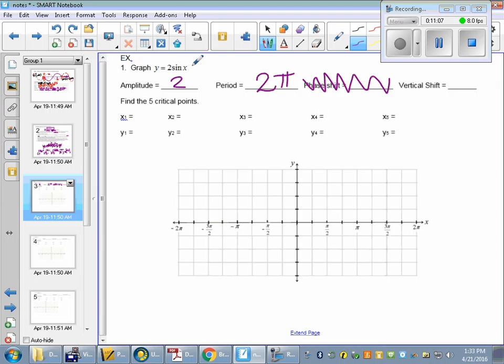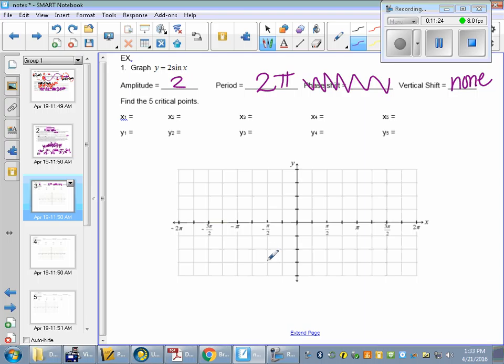And then vertical shift, whatever's added on the outside. Just like when we see transformations with other kinds of graphs, whatever's added on the outside moves our graph up or down. Same thing applies for sine graphs. So we have a vertical shift of none because there's nothing added. No movement up or down.